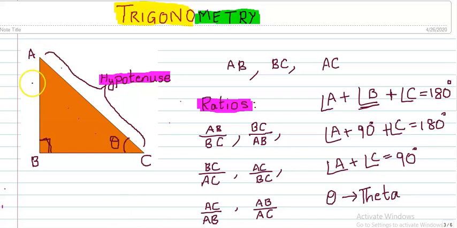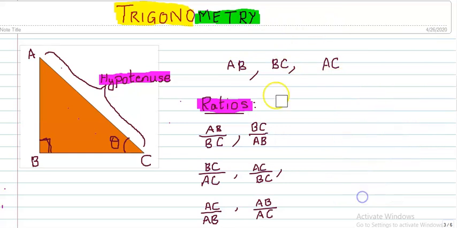But in this triangle there are some other parts of the triangle, that is AB is one side, BC and AC. These are the three sides of the triangle, AB, BC and AC. So we can of course compare these three sides of the triangle, and comparison of two quantities of same kind is nothing but ratio. So we are going to form ratios with these three sides of the triangle.